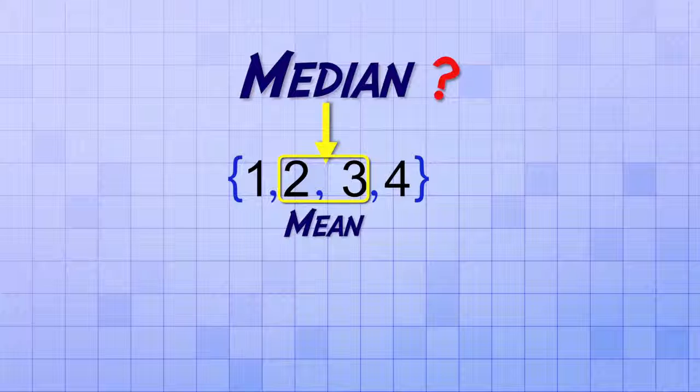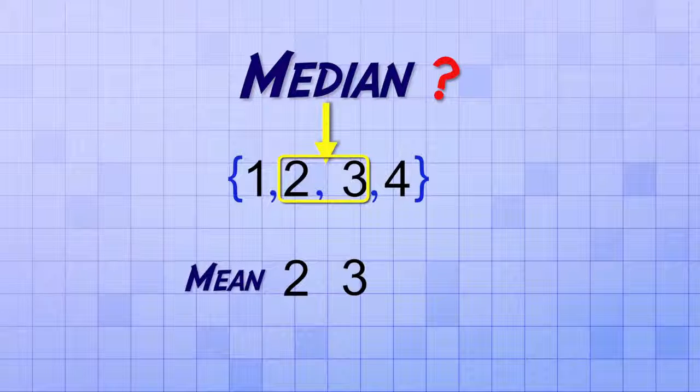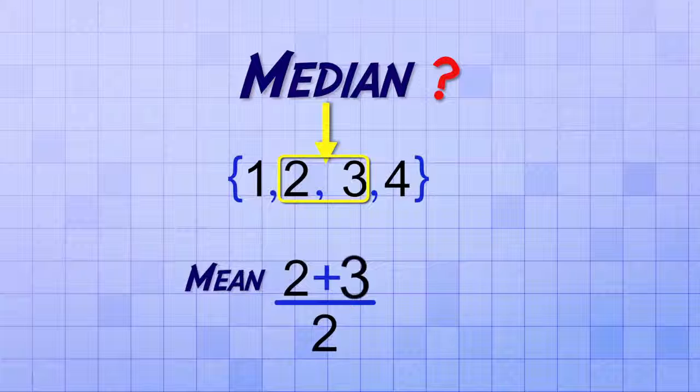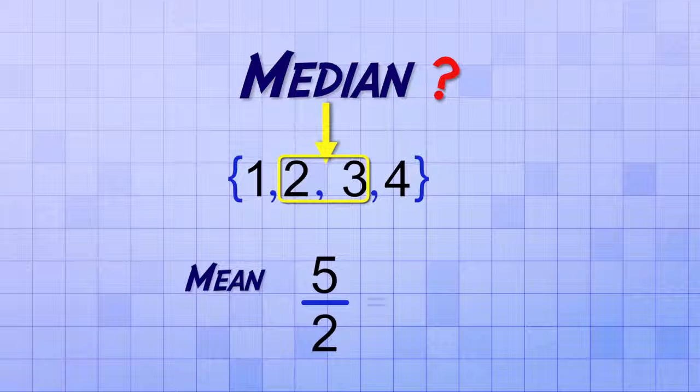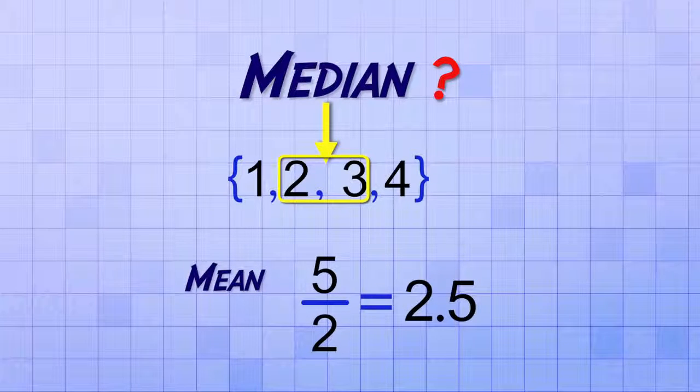For example, in the set 1, 2, 3, 4, we need to take the middle 2 numbers, 2 and 3, and find the mean of those numbers. We can do that by adding 2 and 3, and then dividing by 2. 2 plus 3 equals 5, and 5 divided by 2 is 2.5. So the median of the data set is 2.5.